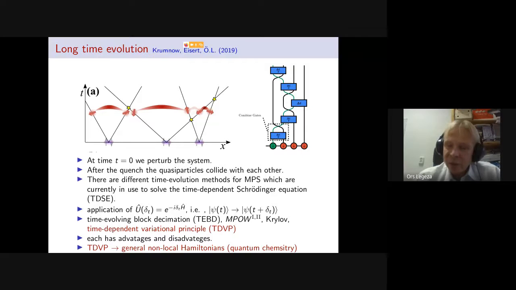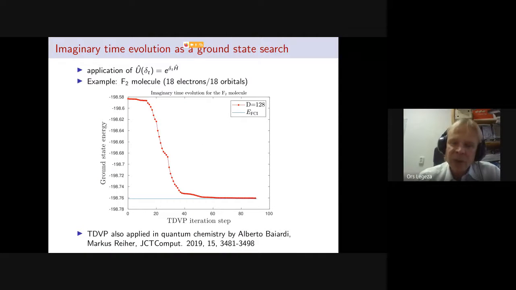There are different methods to do time evolution, like the TEBD, the Krylov space method, or the so-called time-dependent variational principle, which is very good for systems with long-range interactions. And again, in the TDVP, shown in the right panel, this is an application of pairwise gates. Going back and forth in the DMRG over the system corresponds to a single time step. And if we do this, we can do the time evolution. I'd also mention that we can do imaginary time evolution using the same procedure. In this case, it would be like a ground state search, as shown here for the F2 molecule. And TDVP has also been applied by Bayard and Ryer.